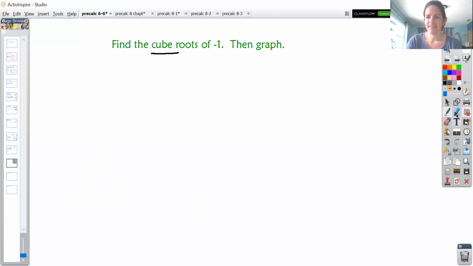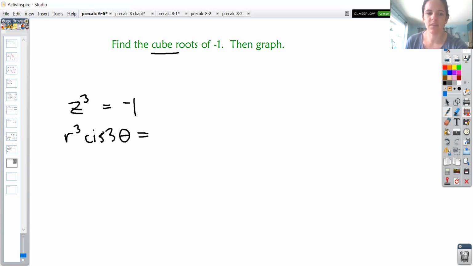So here's where it gets fun. So we would say if we're trying to find the cube roots of that, then that means z cubed would equal -1. So I'm going to write both sides in trig form. So that would mean r cubed cis 3 theta equals, and then what's -1 in trig form?